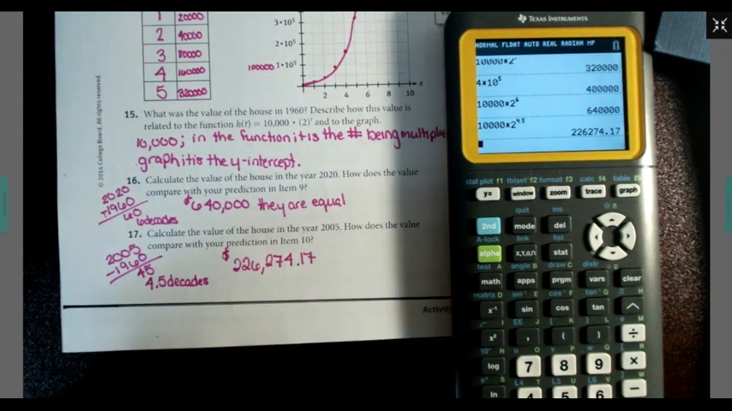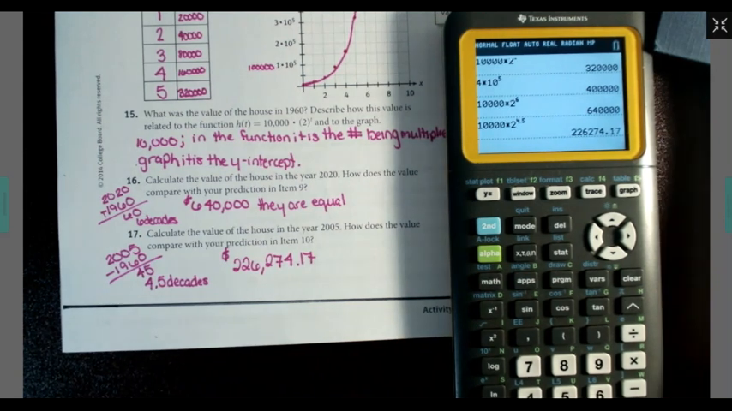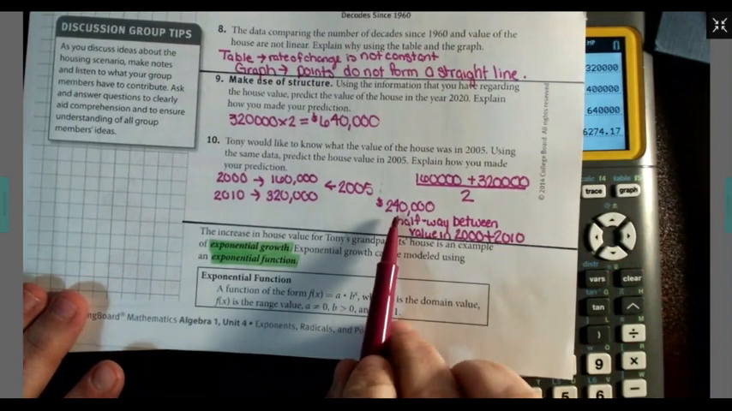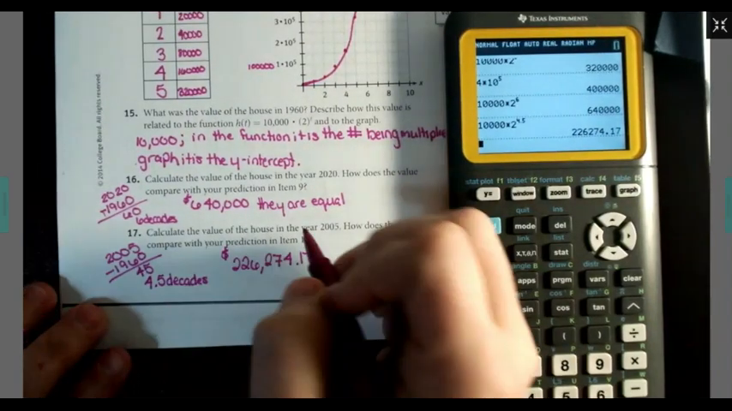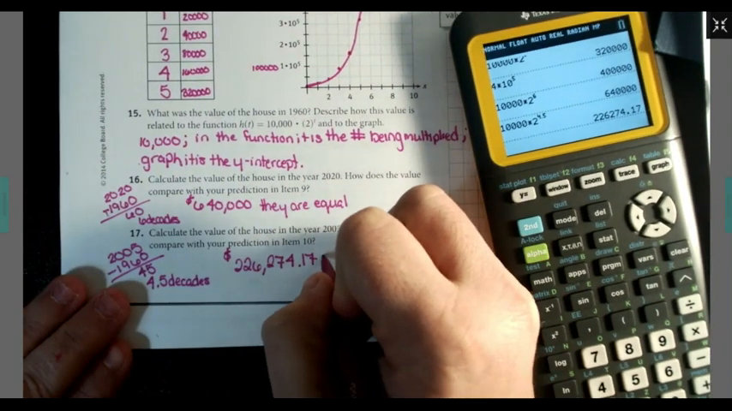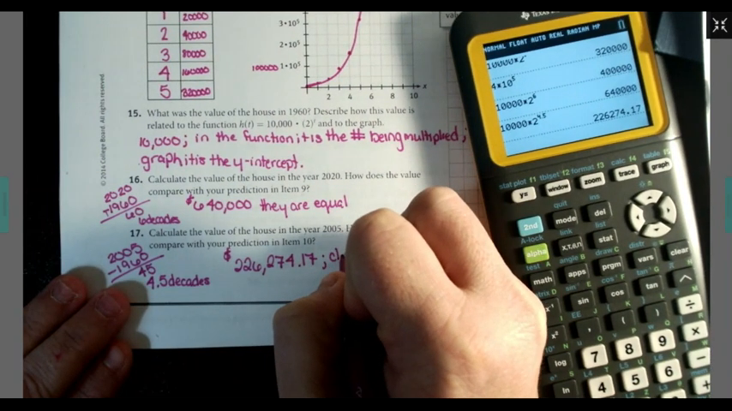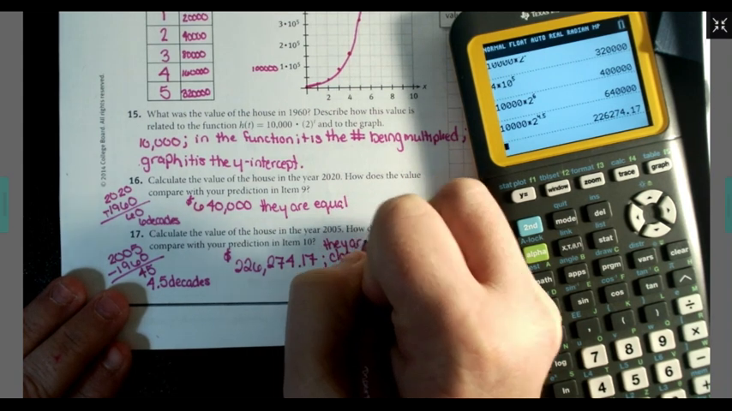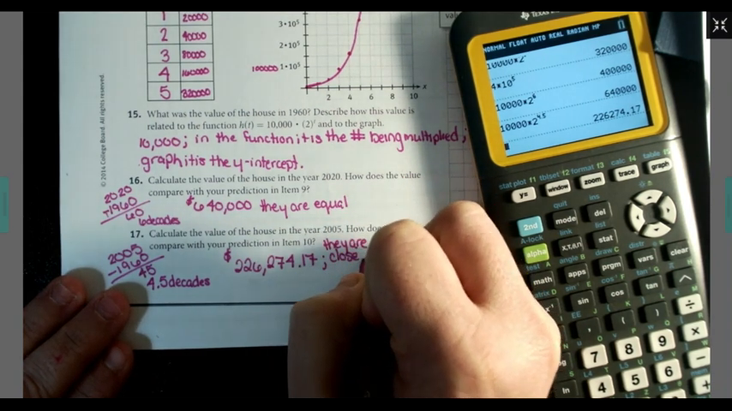226,274.17. Was that what I wrote down for 10? In 10, I wrote 240,000. Not the same, huh? They're close, but not exact.